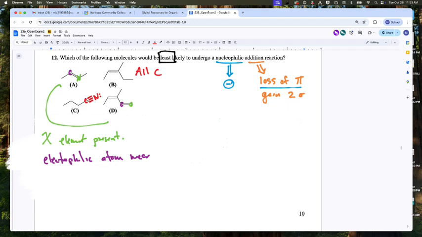Okay, gain 2 sigma, it's not telling me what 2 sigma things I'm going to gain, so that's not particularly useful. But I do know that in the process of doing this addition, I have to react with a negative, which means the substrate, my answer, needs to have what? It needs to have a positive. Now I can go through and look at those answer choices and say which of those generates a positive.